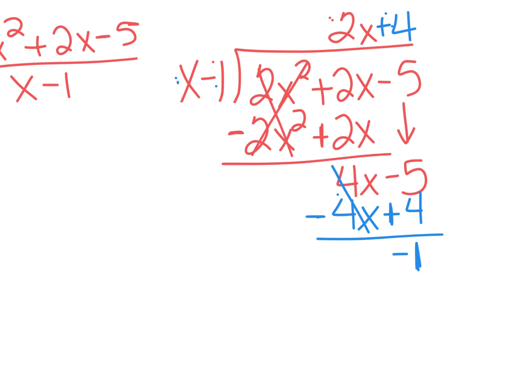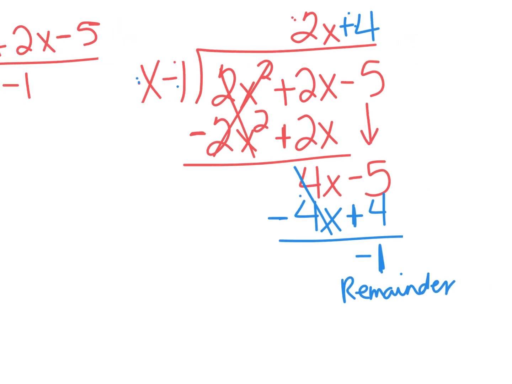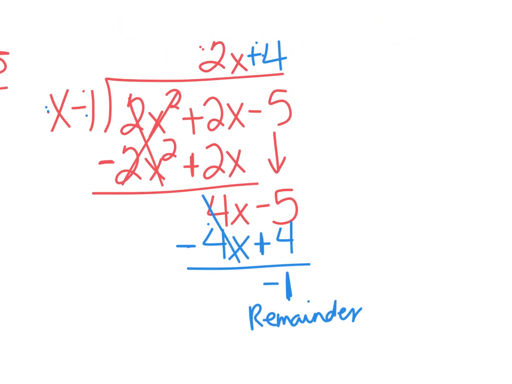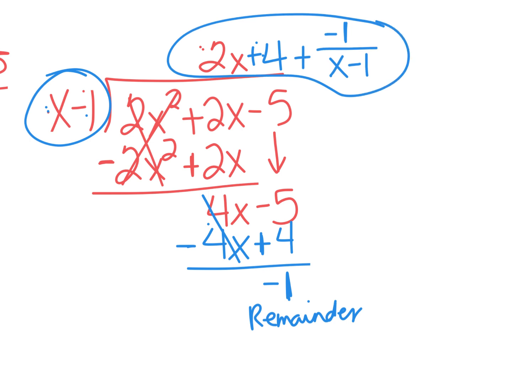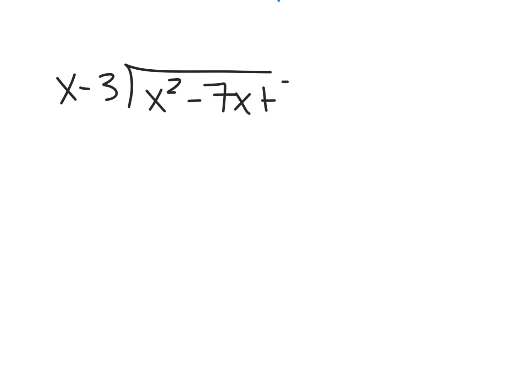Now, I don't have anything else to bring down, so this is going to be our remainder. And we said our step for our remainder, we're going to put plus, and then we're going to make it a fraction over our denominator, over x minus 1. Okay, so that one is a little bit more ugly. We'll just go ahead and I'll set it up for you. Let's do x minus 3 into x squared minus 7x plus 5.